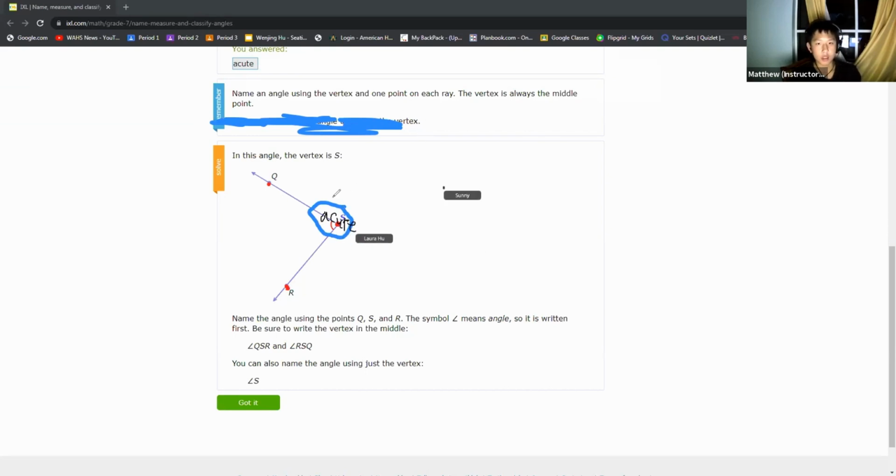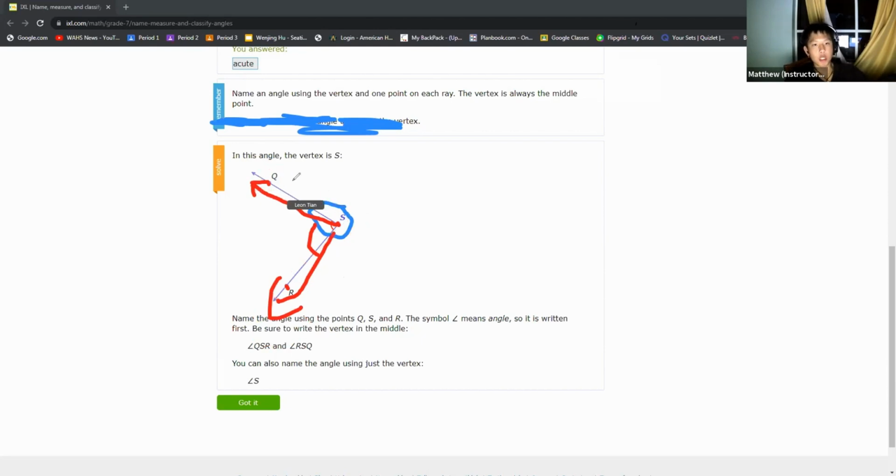Let me finish talking. This is a ray. It's a line with a point at the end and the other end going to infinity. This is also a ray, right? This is a degree measure. So what would you call this angle?